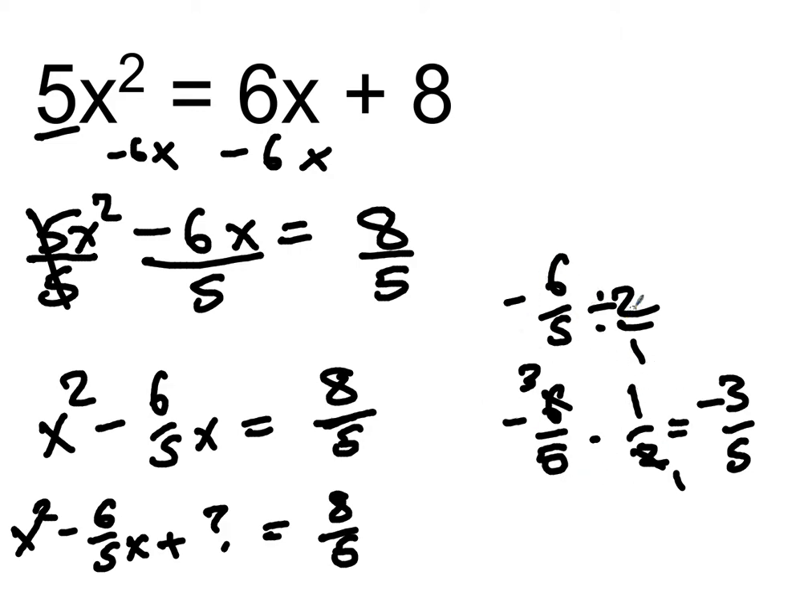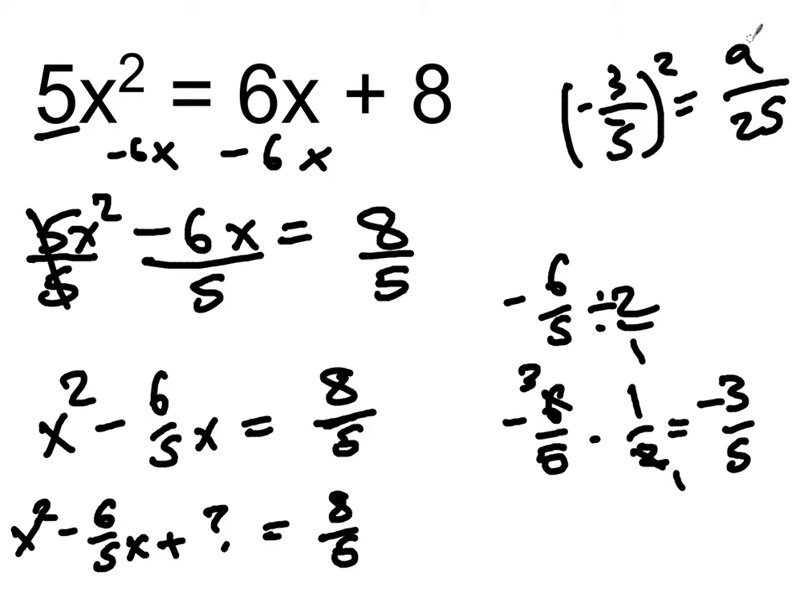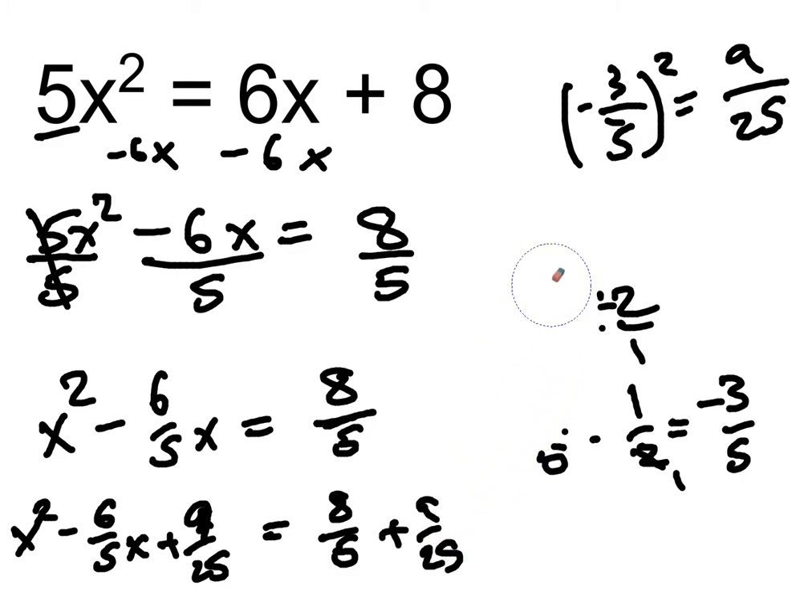It's b divided by 2. And then the next step to figure out what goes here is I square this. So if I do negative 3/5 squared, negative 3 squared is a positive 9, and 5 squared is 25. So negative 3/5 squared is 9 over 25. So that's what needs to go here in this question mark, 9 over 25. And remember, I can't just add something to one side of the equation. I have to add it to the other side in order for it to remain equal.